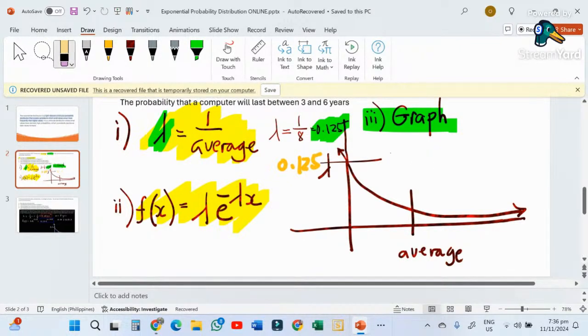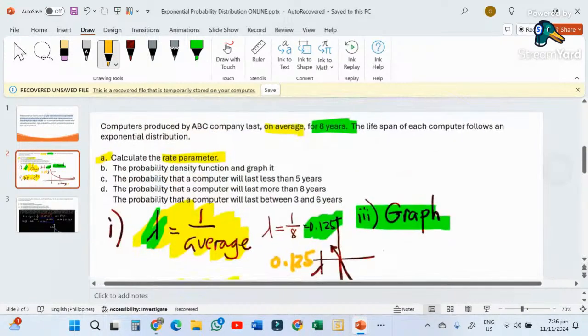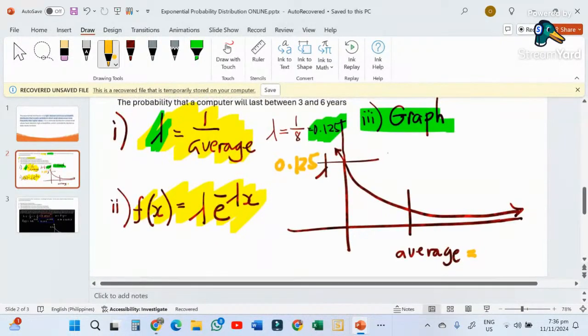And then your average is, what's the average again? It says here average of 8 years. There you go. And it's always skewed to the right. This is the little bit that you can see from your normal curve. Okay, this is towards positive infinity. We don't analyze the negative. So the second one is the formula, lambda e to the negative lambda x.